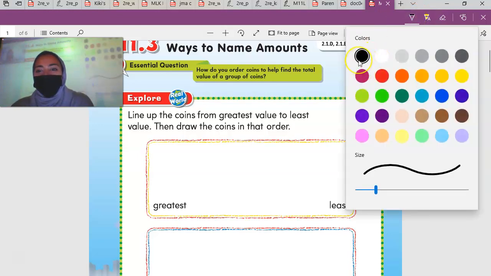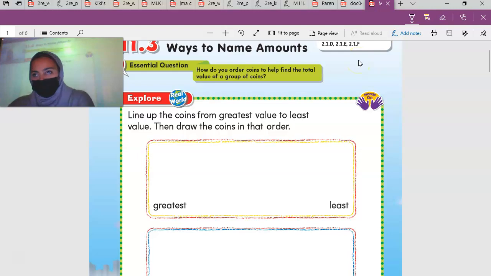Whenever we count coins, we always put them from what? Ooh, complete opposite. From greatest to... Good. You always start counting the coins with the largest value first. So you count from largest to smallest. Line up the coins from greatest value to least value, then draw the coins in that order.